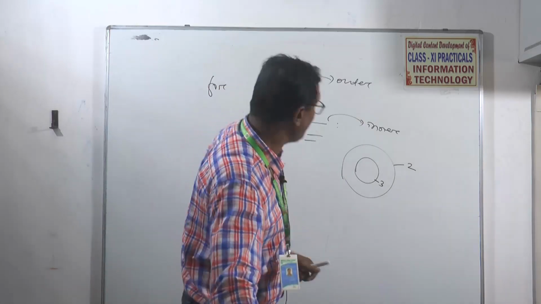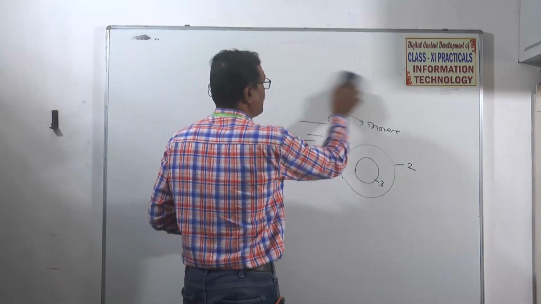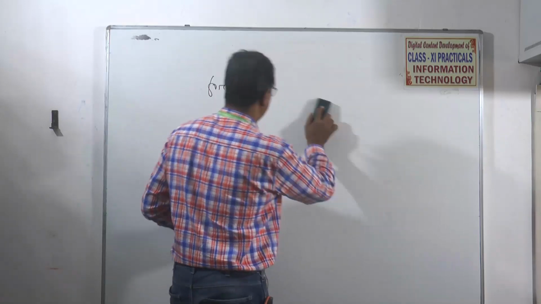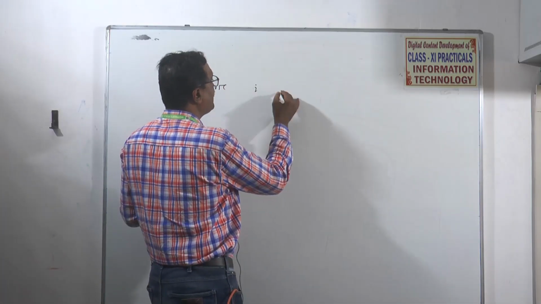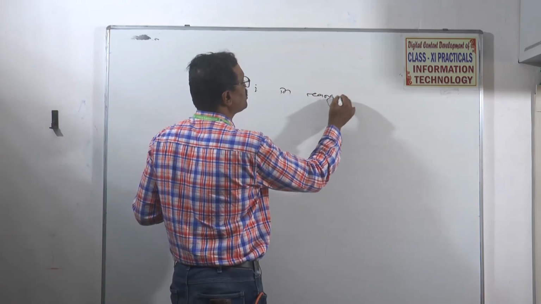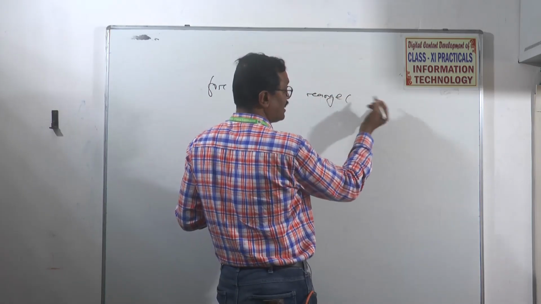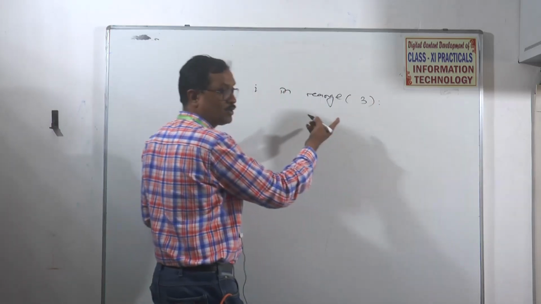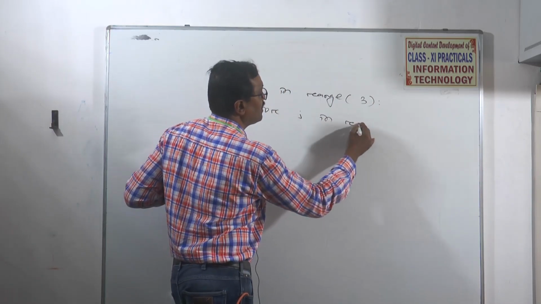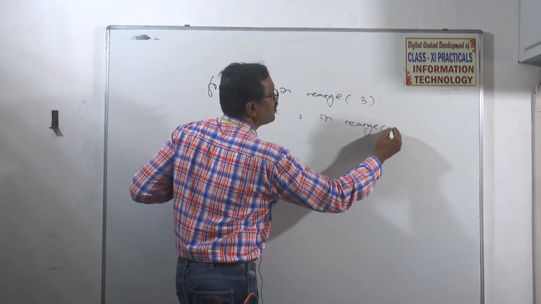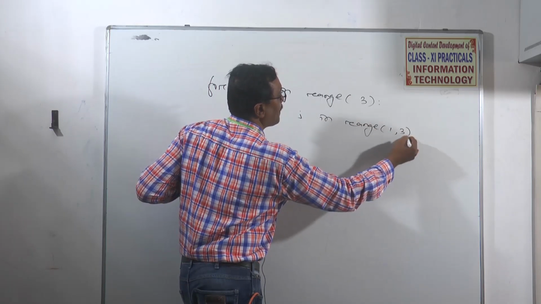Got it now? So here you will make a simple loop. Nested for, I can do it in this way. For i in range, suppose here I am writing 3, which as I told you means 0, 1, 2, and here I am giving for j in range, let it be 1 comma 3.